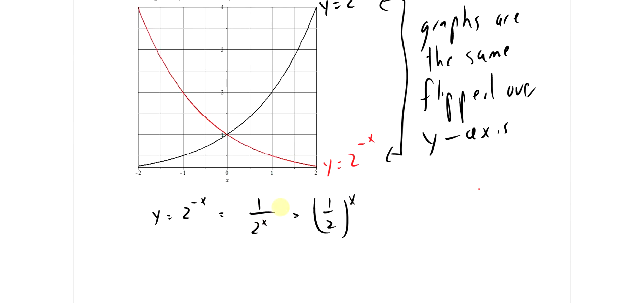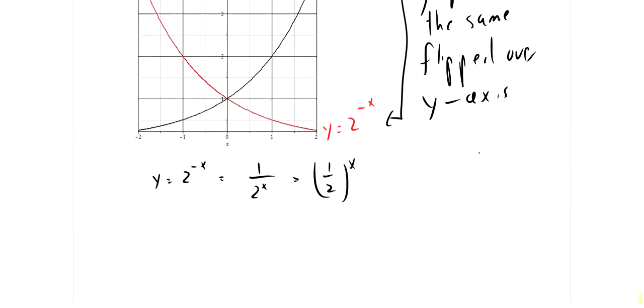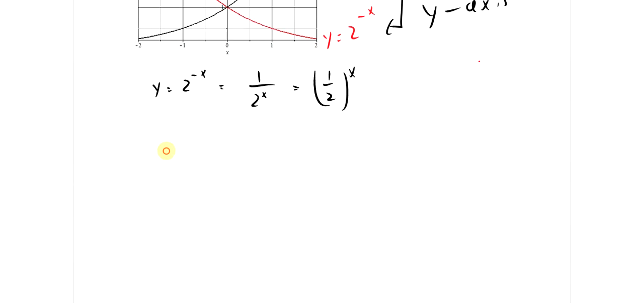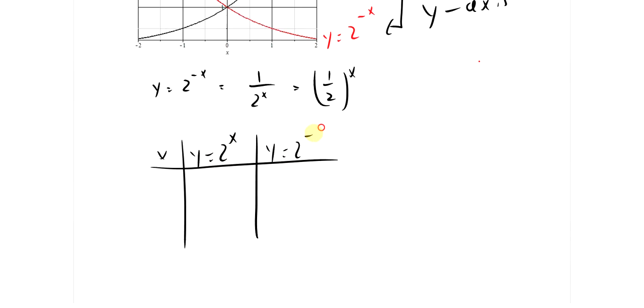So, when we're looking at 2 to the minus x, if we set up a little table, y equals 2 to the x, y equals 2 to the minus x, and we plug in our usual suspects for x's. We already know that 2 to the minus 2, let me give myself a tad more space.